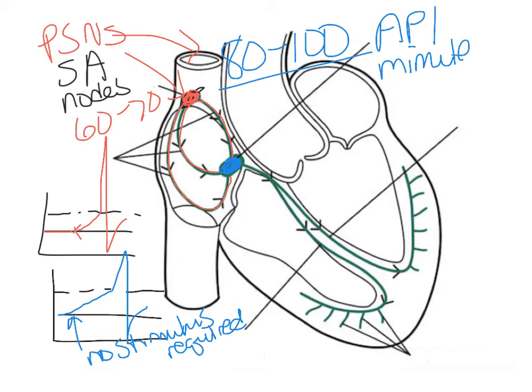Now the AV node, this one will not spontaneously discharge action potentials unless something happens to the SA node. And if something happens to the SA node and the AV node takes over, it's only going to discharge 40 action potentials per minute, which is only going to give you 40 beats per minute, which is going to be quite slow. And that's not going to be enough long term or in any type of exertion to give oxygen to the rest of your body.